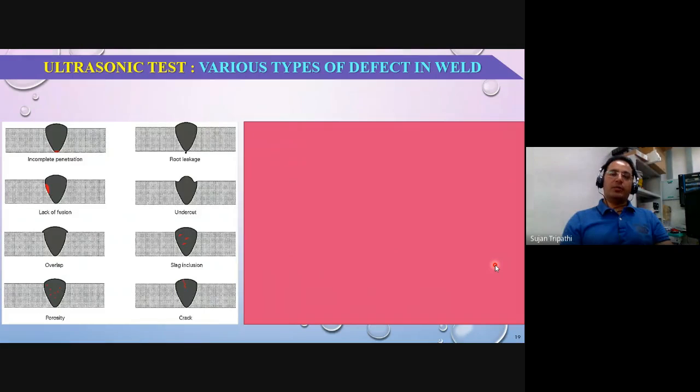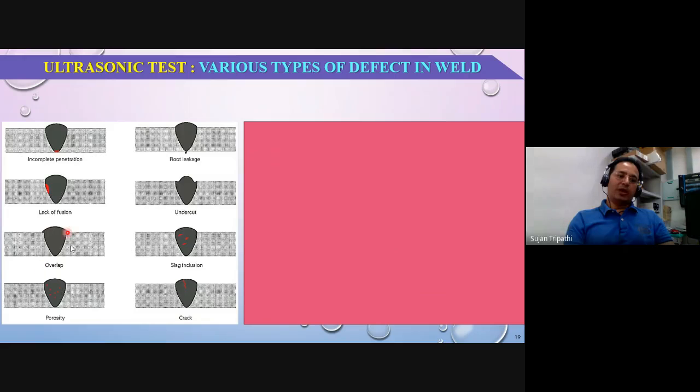So now we are discussing the various types of defects that will be in the welding area, right? First, this is the incomplete penetration. You can see the red mark here. The welding methods are not applied properly, right? There is some gap. And the next one is lack of fusion, right? In this part, the welding materials are not fused properly.